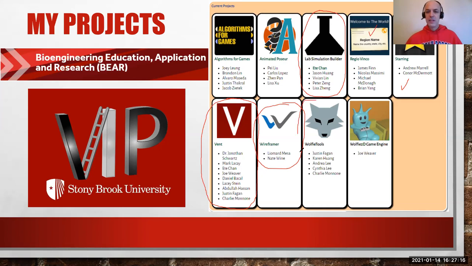Wolfie Tools is something Charlie is working on. Wolfie Tools is basically the backbone of many of these different technologies that we're making here. In fact, it is for animated poser and for wireframer in particular, and lab simulation builder also. So it provides a lot of the common functionality between all these web applications and does a lot of the difficult things as far as security is concerned, database access and things like that. And then finally, there is a game engine that I am designing with a student named Joe Weaver called Wolfie 2D, all right?